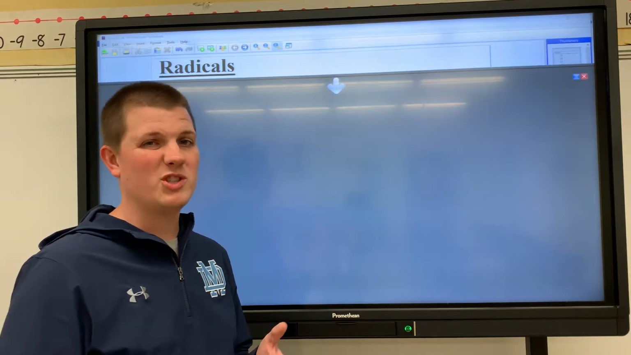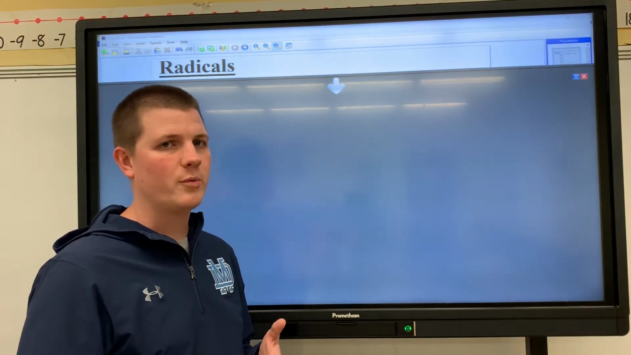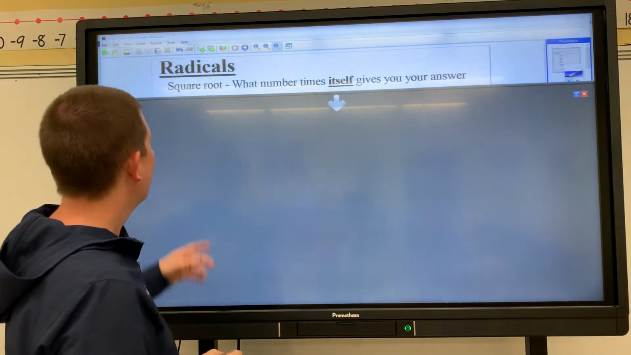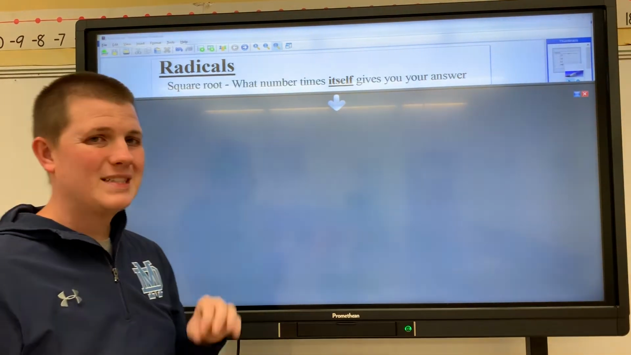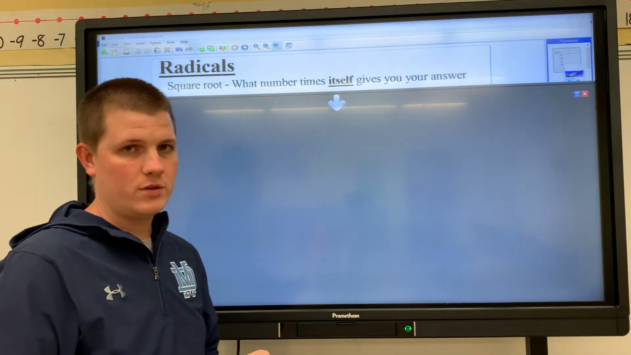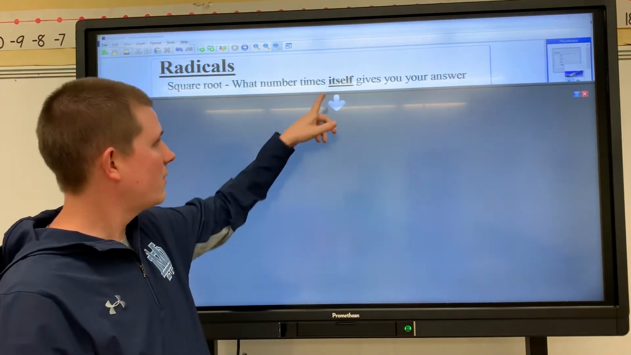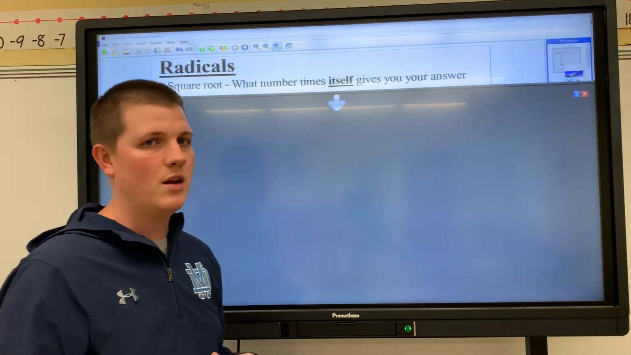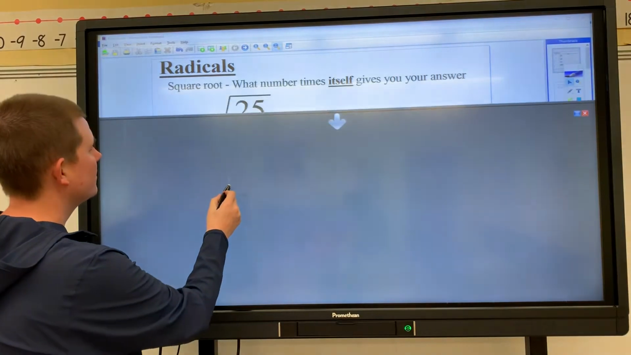The radical is pretty much the symbol of the square root symbol, and we'll look at that a lot today. So when we think of radicals, as I said, square root, what number times itself gives you your answer? The key there is itself, and that's why I have it bolded and underlined. What number times itself gives you that number? So let's look at some examples.